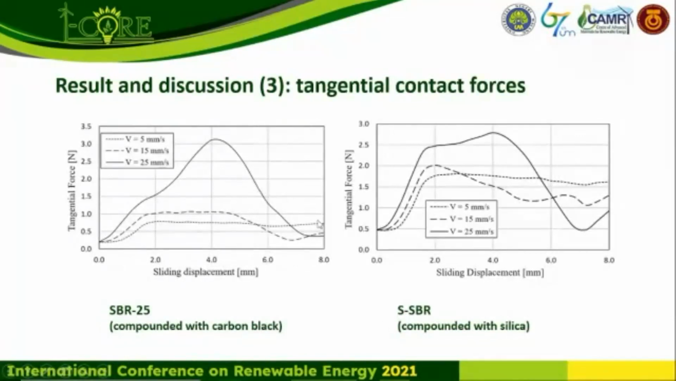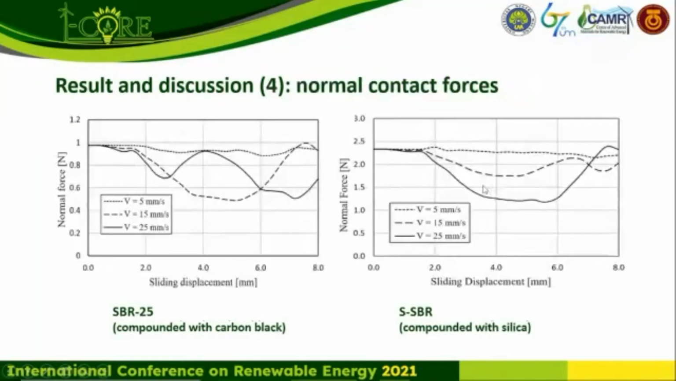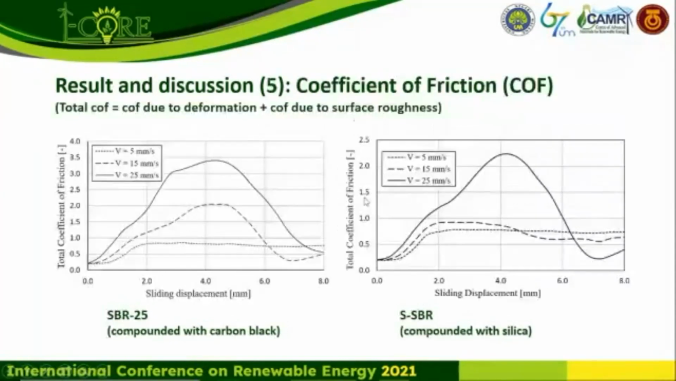It is also the same for tangential contact force. High sliding speed provides a highly fluctuating tangential force, and also for rubber compounded with silica. It's shown in the normal contact force, normal contact force at high sliding speed also provides a highly fluctuating condition like this, and also for SSPR, so highly fluctuating normal contact force.